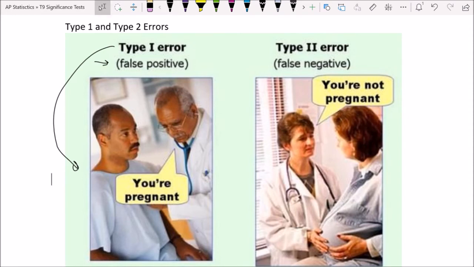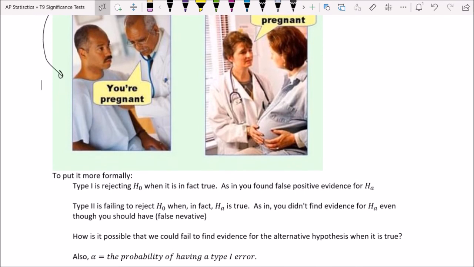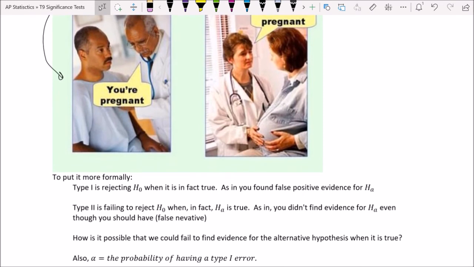Now, that's kind of silly, although I find it really helpful, and my students in the past have found it helpful. Let's also get the formal understandings as well. So in the context of what we've talked about today, a type 1 error is when you reject the null, even though it's not true. Now remember, to reject the null means you found evidence of something. So for this doctor to say that this guy is pregnant, he found evidence of a pregnancy, even though it's not true. Okay? False positive evidence.